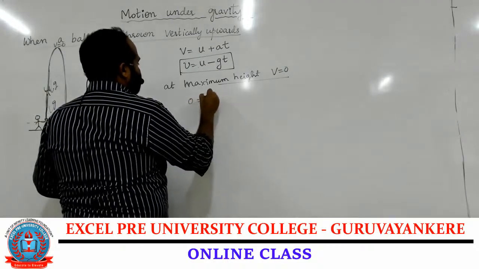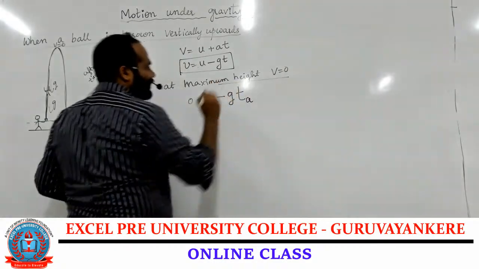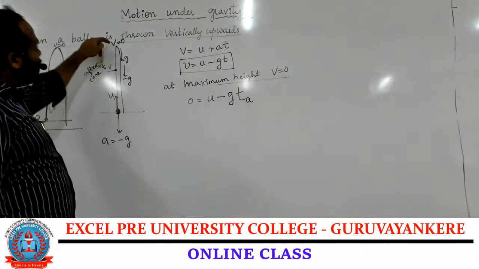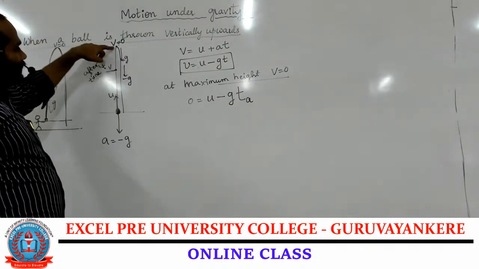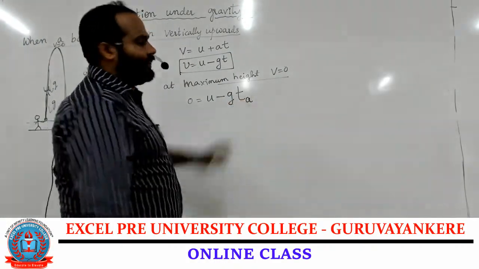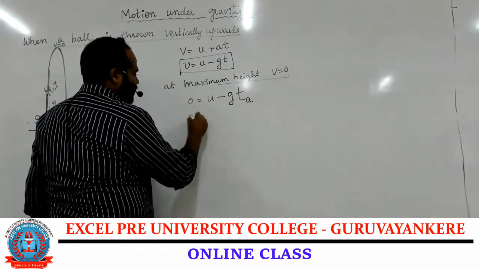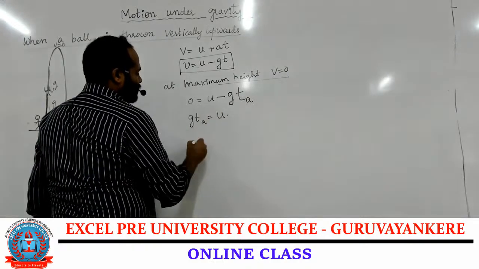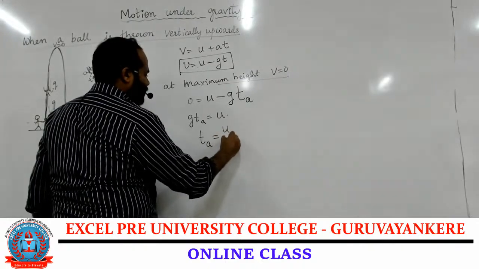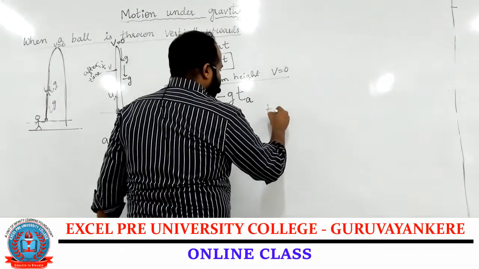So 0 is equal to u minus g Ta. I will write this as Ta, because time t is for this height, no? Now it takes more than t time. So the time taken is Ta, I will write, then I will explain what exactly it is. So g Ta is u. Ta, the time taken to reach the maximum height, is u by g.